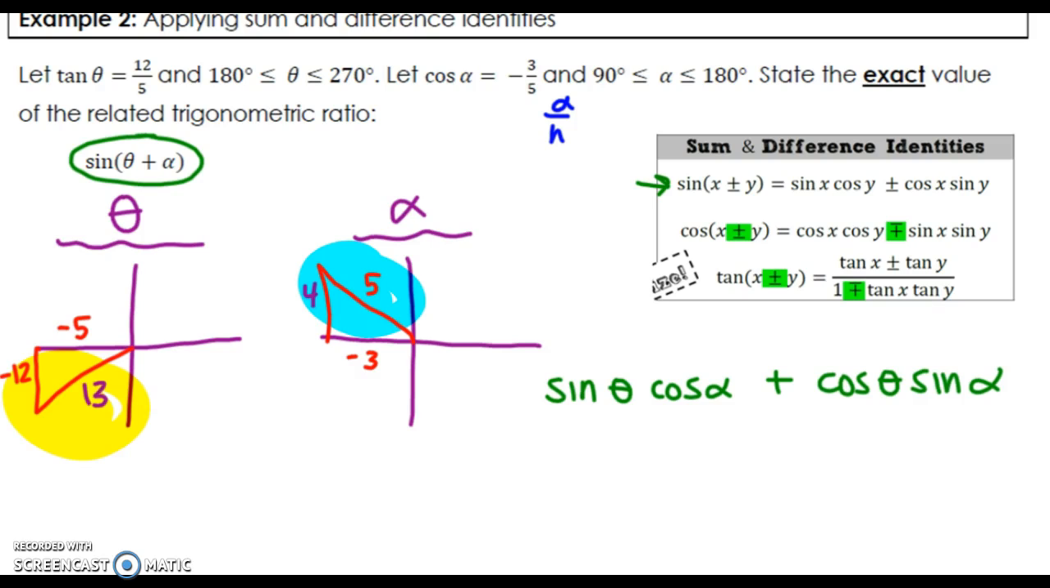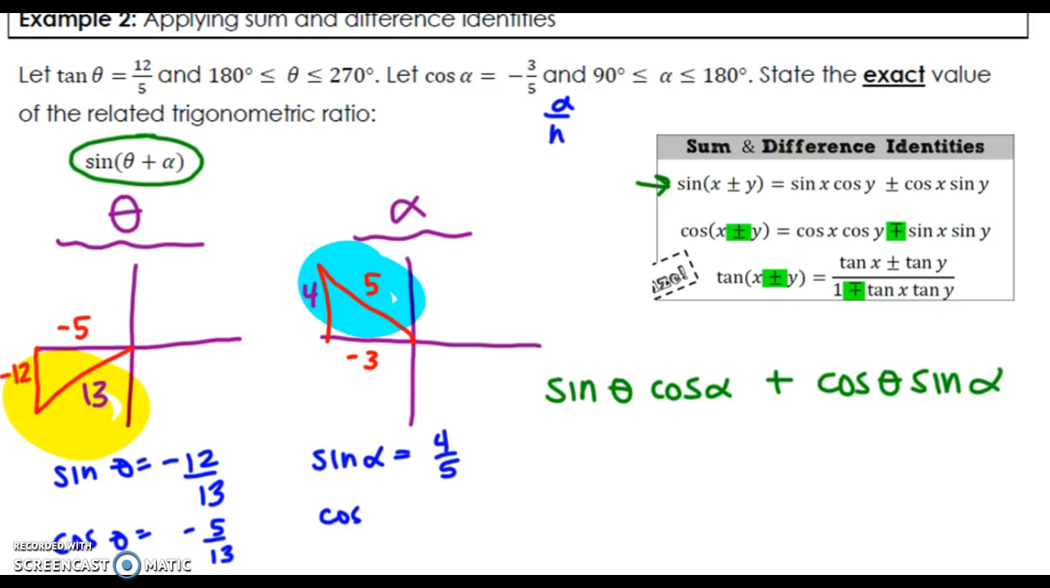Now on my theta, I'm going to need sine and cosine. So sine of theta, opposite over hypotenuse, -12/13. Cosine of theta, adjacent over hypotenuse, -5/13. Alpha, we'll need cosine and sine. So sine of alpha, 4/5. Cosine of alpha, we already have, it's -3/5.